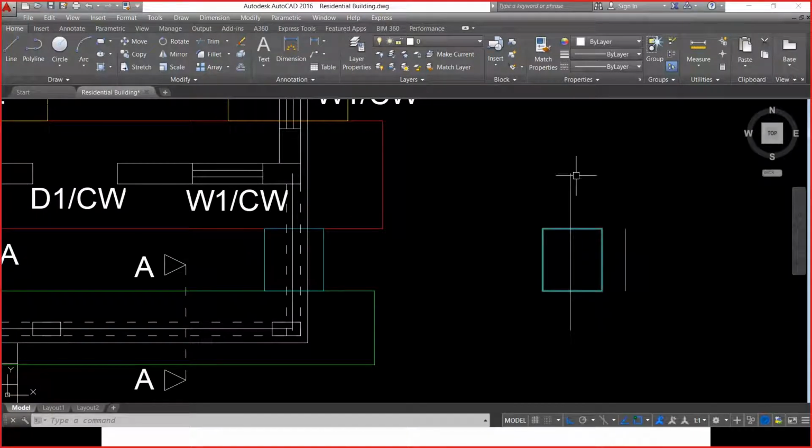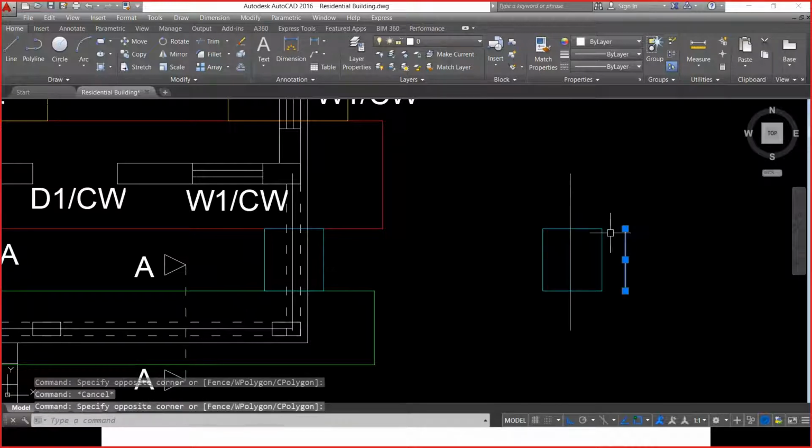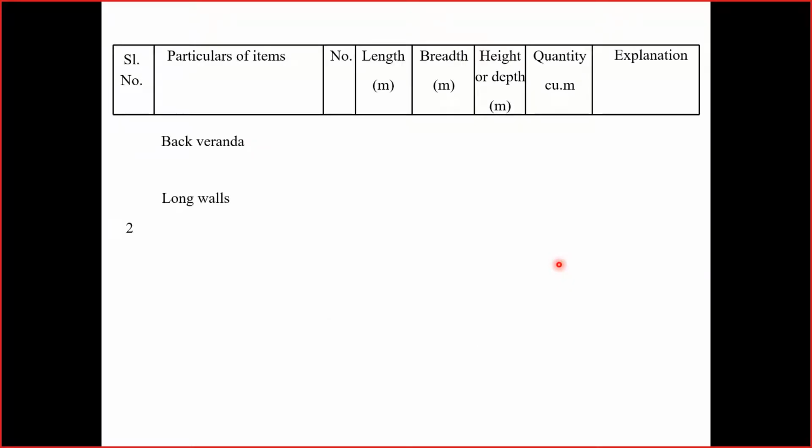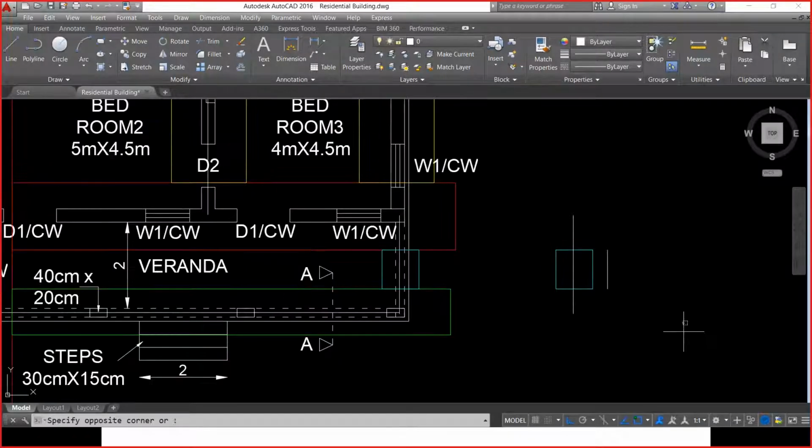So if you consider this arrangement here, this is the actual length: the center line minus this width, which at the top is 0.5 by 2, and at the bottom is 0.6 by 2. We will get the actual length as 1.7 meter, and of course the width and depth remain the same, 0.6 meter and 0.2 meter, and the total quantity is the product of these things. We get it.